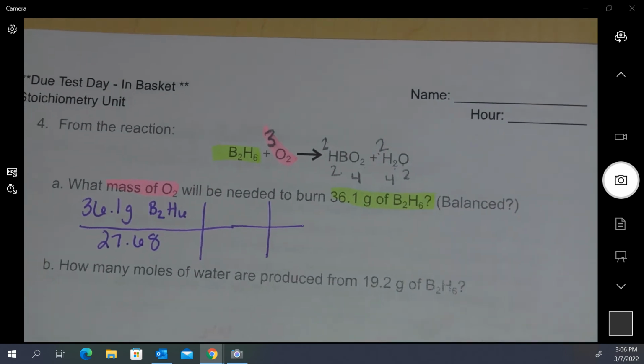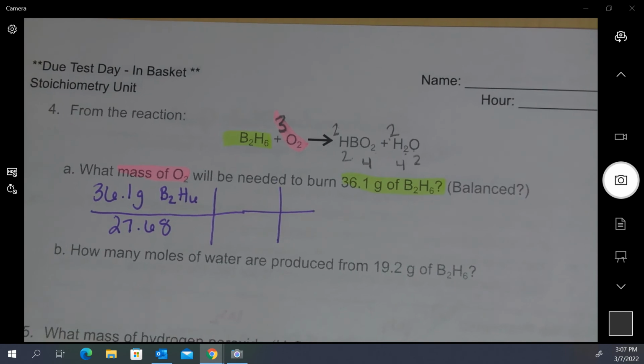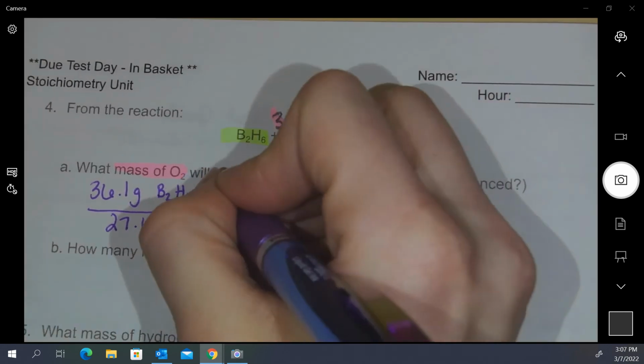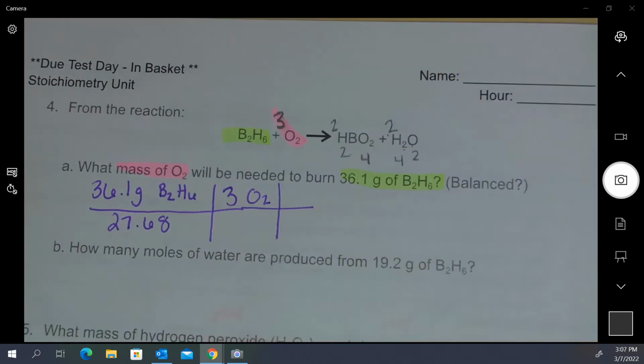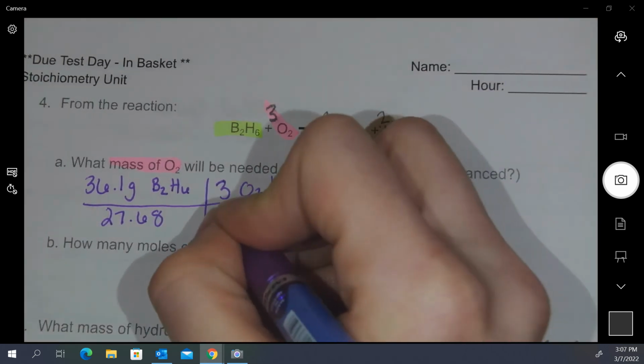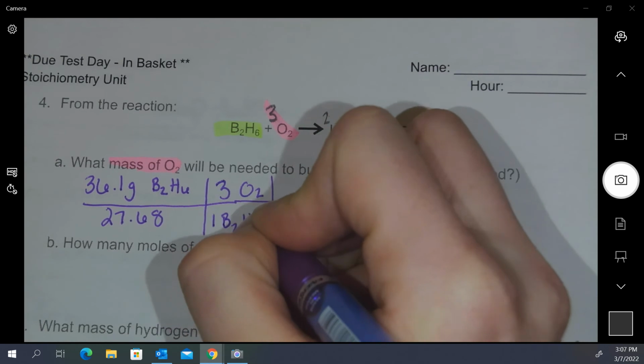I want oxygen, so what should go up top for my coefficient? 3. 3 O2, because we just balanced this with a 3 in front of it. What should go underneath 3 O2? 1 B2H6.